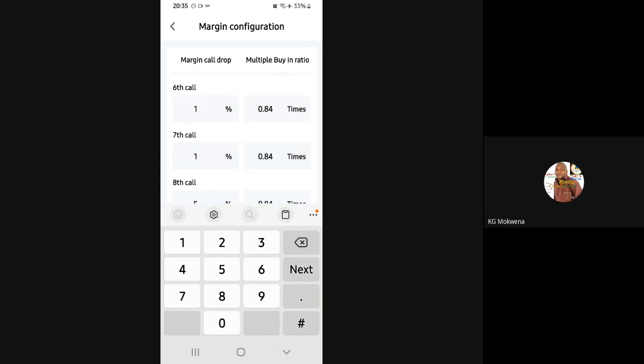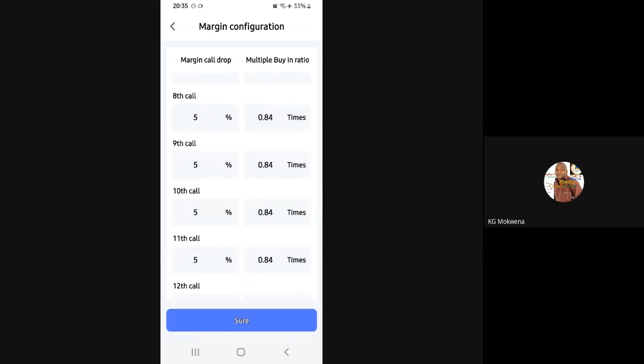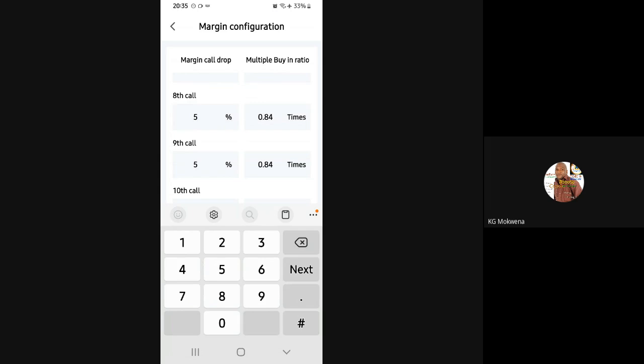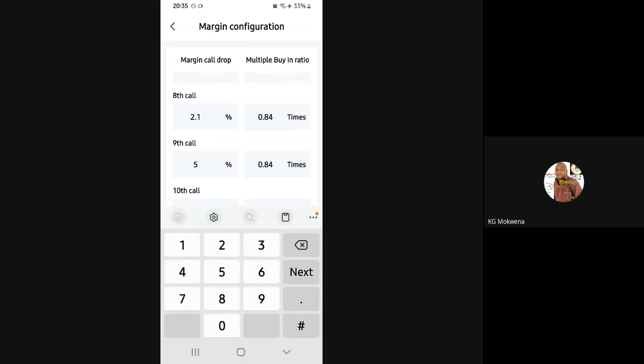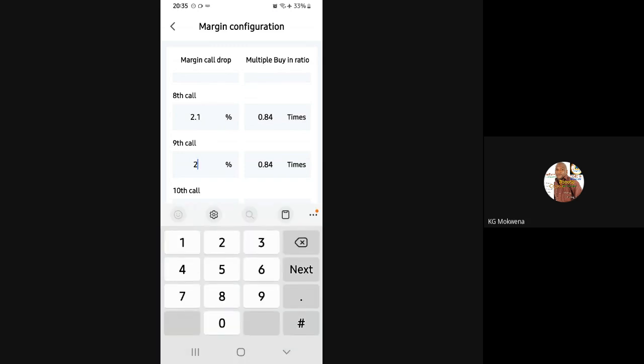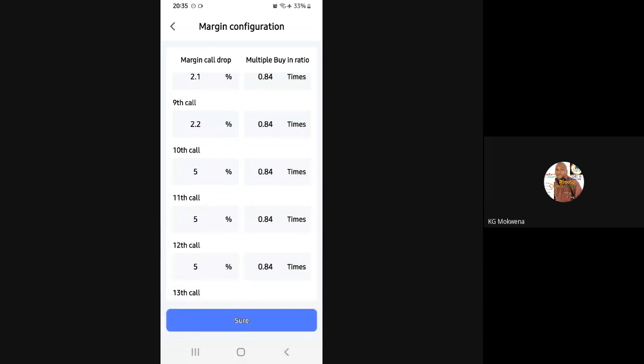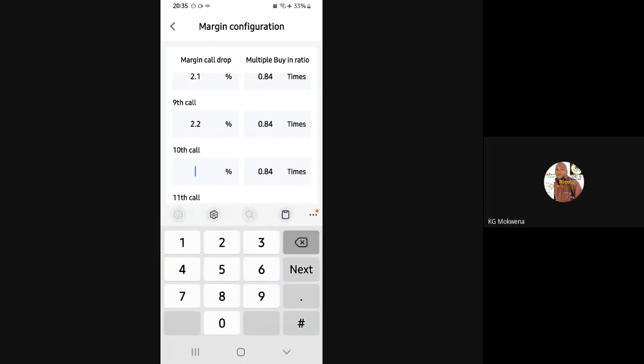And now from call number 8, you start with, let's say, 2.1, and then you keep on going down like that, and then call number 9, 2.2, just like that. For Bitcoin, it's okay. 2.2, keep going until you reach 2.9. And then we'll go to higher percentages there. Yes, just like that. That's it.